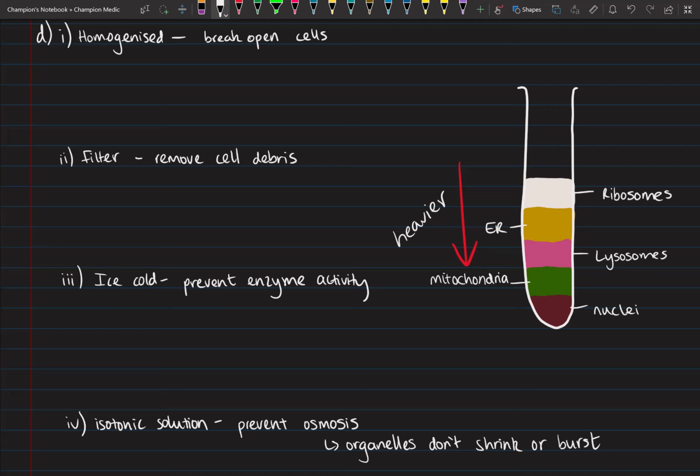That's for an animal cell, but in plant cells, because you have chloroplasts as well, the chloroplasts come out after the nucleus but before the mitochondria, so it's in between there. I'd recommend that you learn the order in which the different organelles come out, just because they could ask.